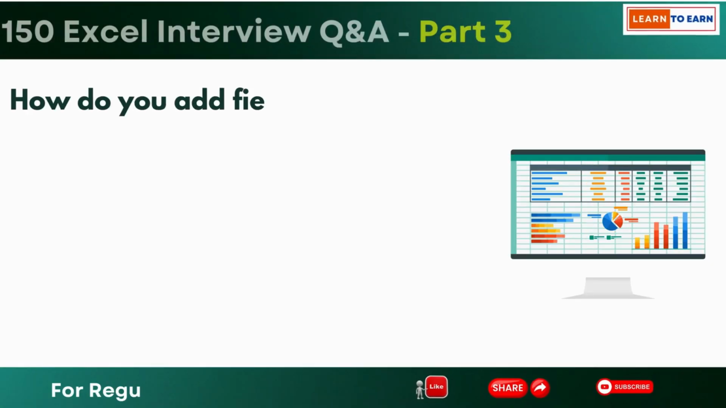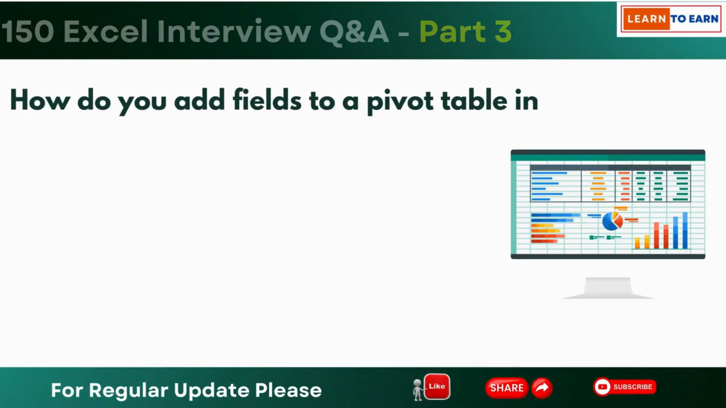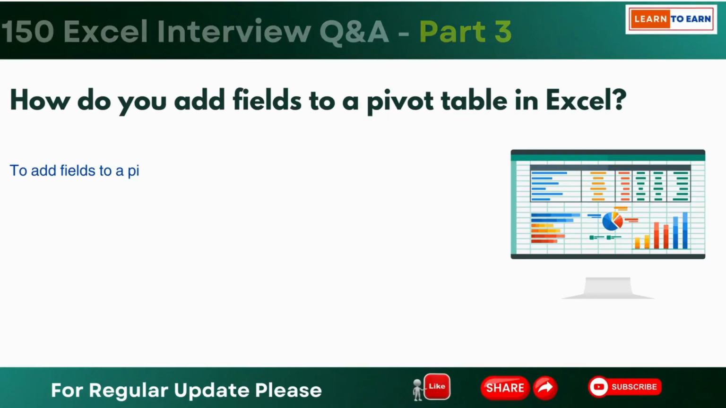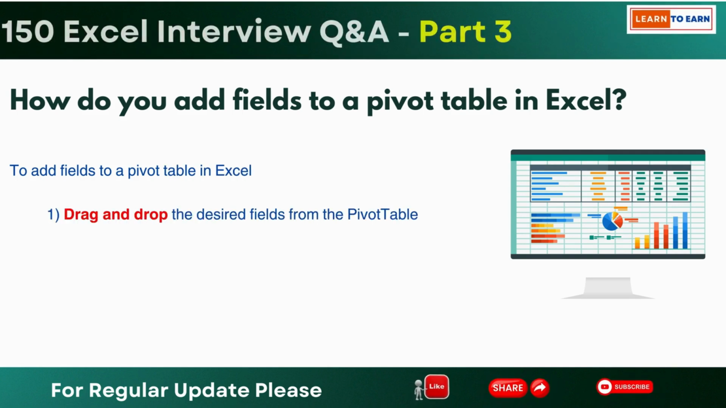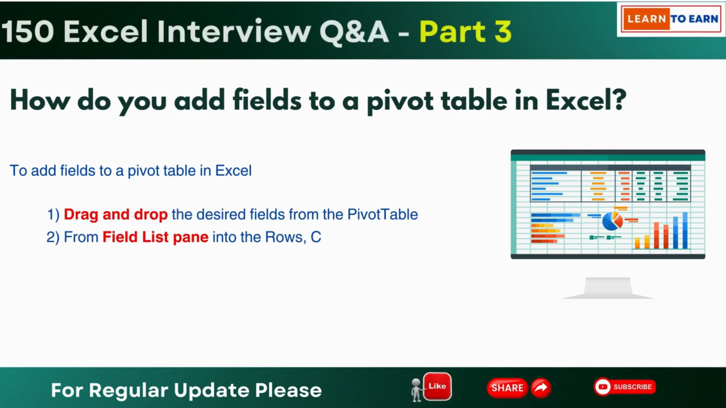How do you add fields to a pivot table in Excel? To add fields to a pivot table in Excel, drag and drop the desired fields from the Pivot Table field list pane into the rows, columns, or values area.